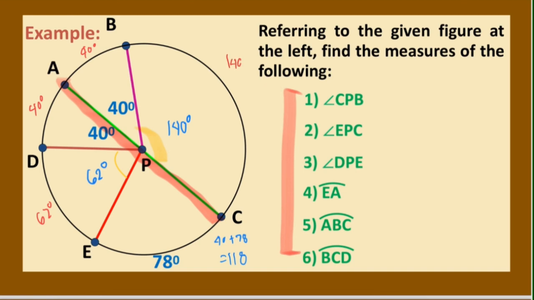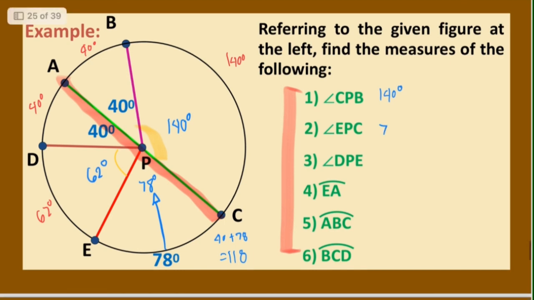BC is 140. We know that EPC is 78. Yeah. Again, central angle and intercepted arcs are congruent. Oh, it's complete. You can answer it now. CPB is 140 degrees. Walang letter M, that's why we can put 140 degrees. EPC, that's 78 degrees. DPE, that's 62 degrees.